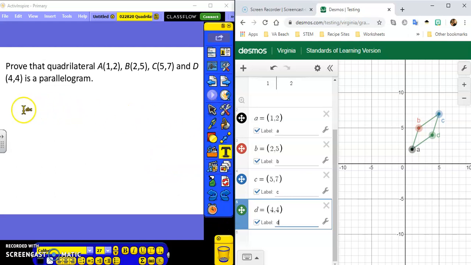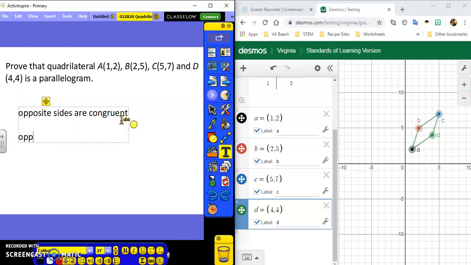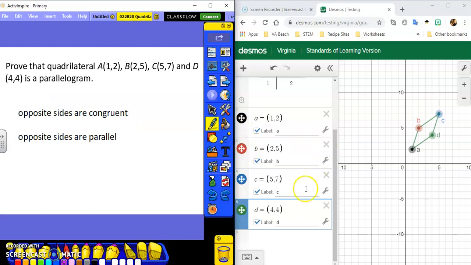Now, the things we need to prove for a parallelogram. First, we need to prove that opposite sides are congruent. Then we need to prove opposite sides are parallel. If we can prove those, then we're good to go.